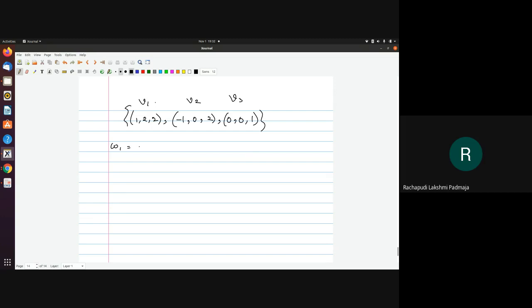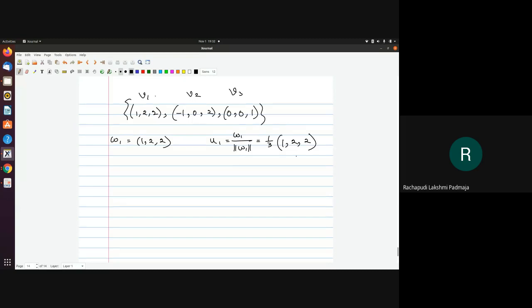W1 is 1, 2, 2. What is my U1? W1 by norm of W1. What is the norm of W1? It is 3. So U1 is 1 by 3, 2 by 3, 2 by 3. I am writing it like this.